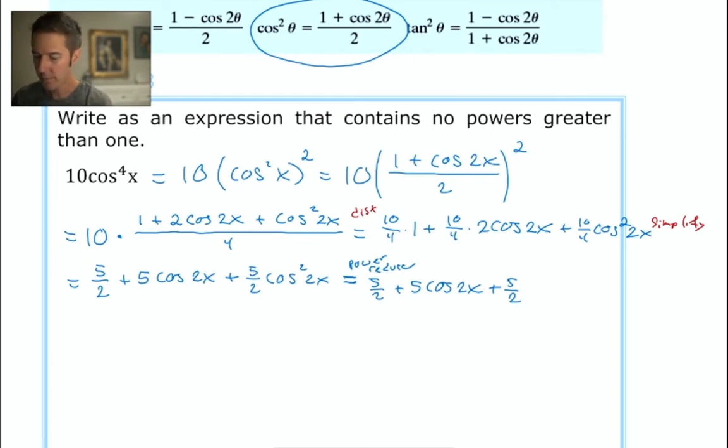And I should silence my phone. There we go. So let's power reduce that cosine squared of 2x. It's going to turn into, I'll put a multiplication dot there, 5/2 times 1 plus cosine 4x over 2. So you see the 4x has appeared instead of just a 2x because we doubled the angle measure.